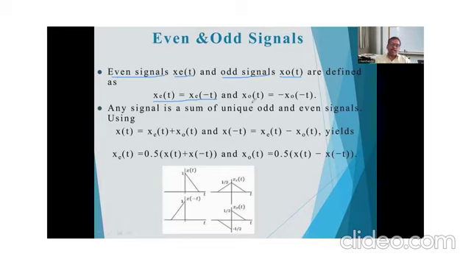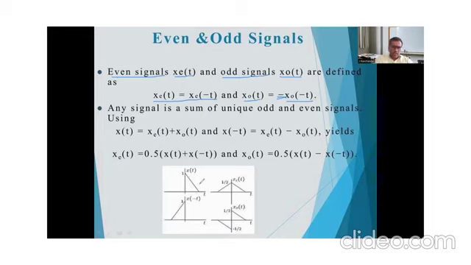Next, another category is odd signals. Odd signals means xo of t is equal to minus of xo of minus t.